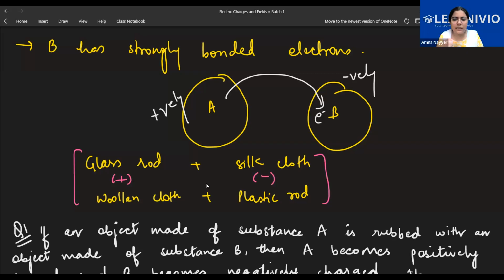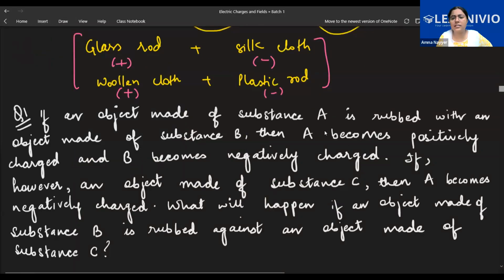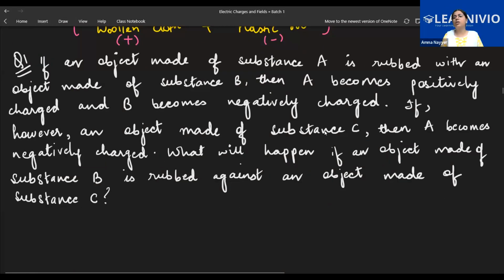So tell me, Ali, from where has the electron moved among these? From the glass rod to the silk cloth. Yes, from here to here. Similarly, woolen cloth becomes positively charged and plastic rod becomes negatively charged. One numerical, one not a numerical, a sort of question that has come.